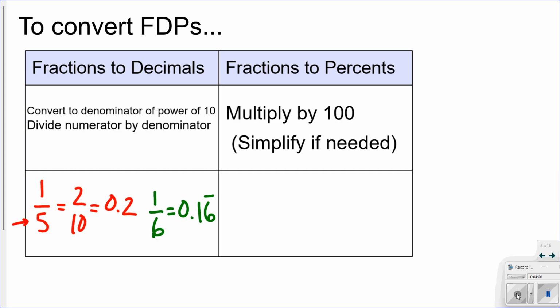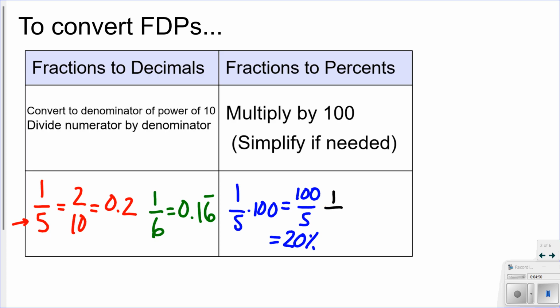All right, what about turning fractions into percents? Well, then you would just multiply by 100. So again, if I had 1/5, I multiply that by 100. That is 100/5. Well, 100/5 simplifies to 20%.